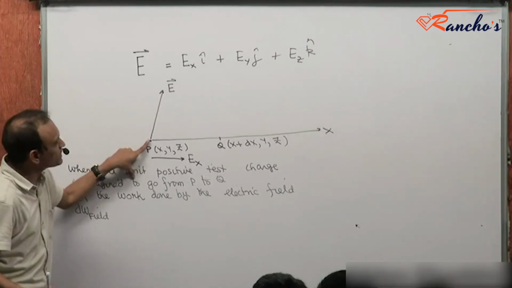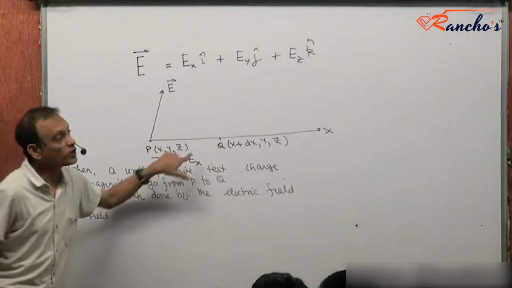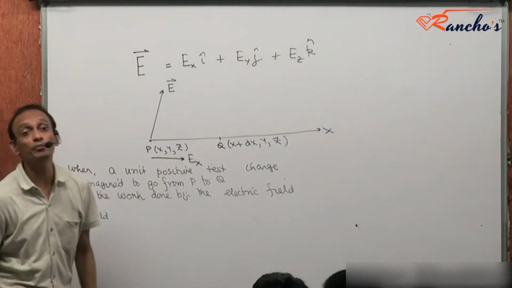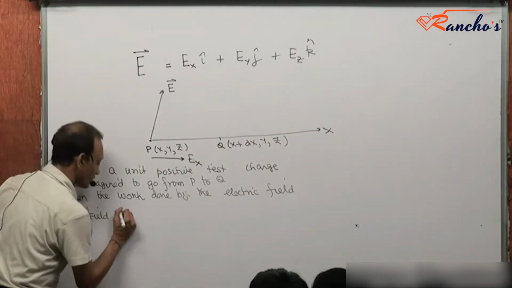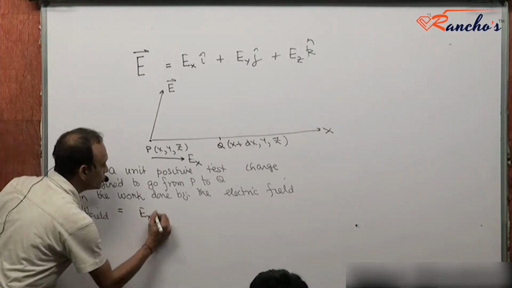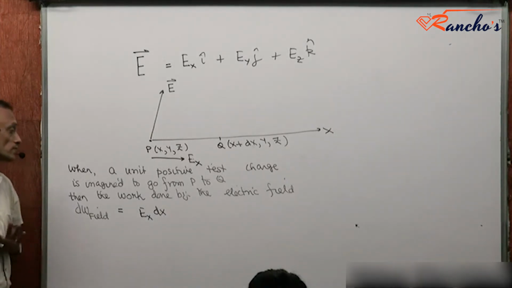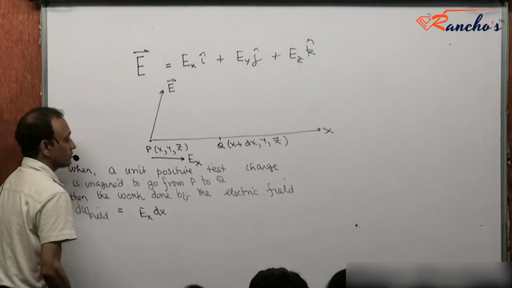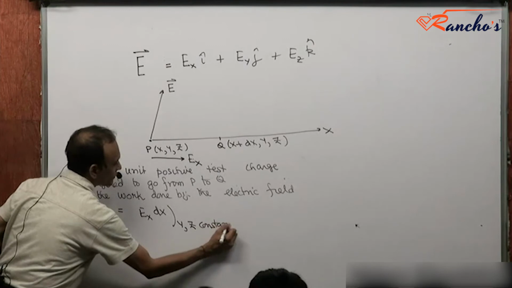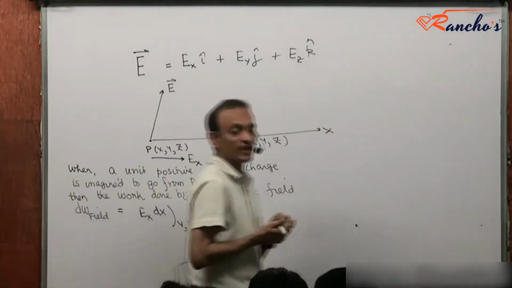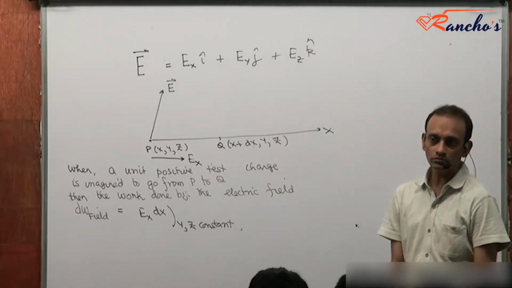What is the force experienced by a unit positive charge in this direction? Ex. What is the work done by the electric field therefore? Component of the electric field in the direction of displacement into dx. So that's Ex into dx, keeping y and z constant. Y and z are maintained constant from P to Q. That's the work done by the electric field to go from P to Q.